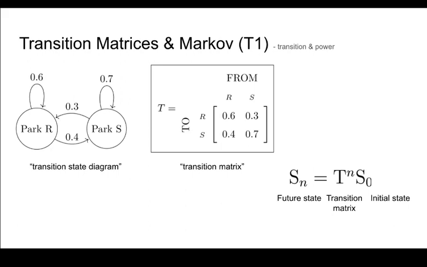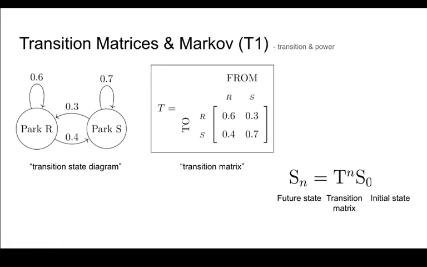For transition matrices, it's going to be from at the top and to at the side. So R to R, S to R, R to S, S to S. You just input the values. It's that simple.